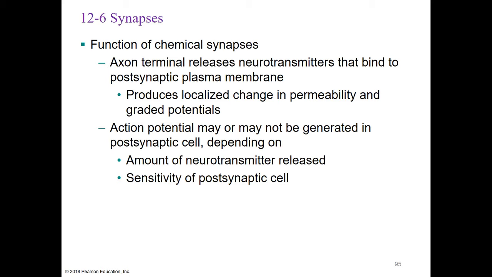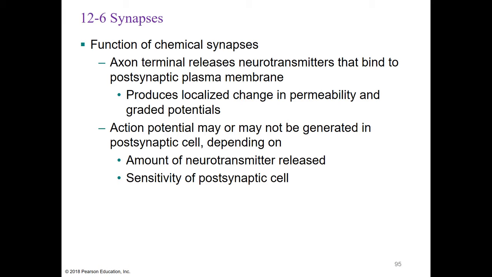The function of these chemical synapses. The axon terminal releases neurotransmitters that will bind to the postsynaptic membrane. This can cause a localized change in permeability and graded potentials. In other words, it can make the postsynaptic cell do something, depending on what the neurotransmitter is. It can cause a reaction.